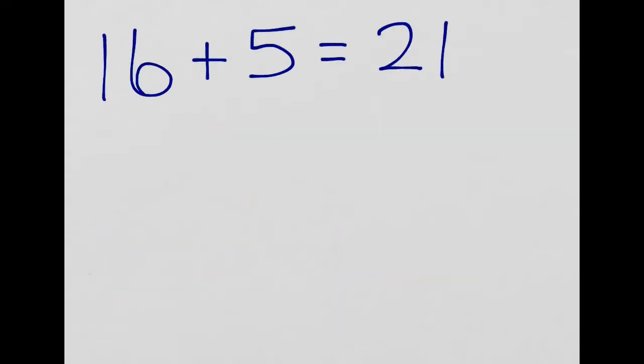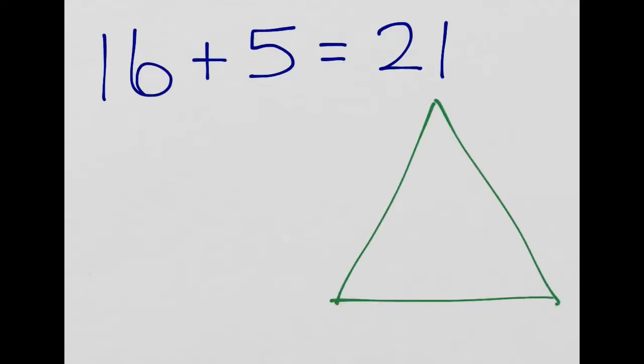So I want to show you the strategy you can use to easily find all the inverse operations or all of the related facts. And the strategy we use is called the triangle strategy. For the triangle strategy, I'm going to put the two pieces at the bottom and the total at the top. So for this equation, 16 plus 5 equals 21. I'm combining 16 and 5 to get 21. I'm going to put the pieces at the bottom and the total at the top.